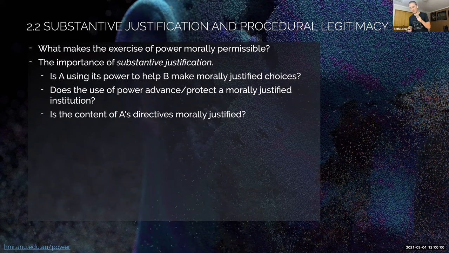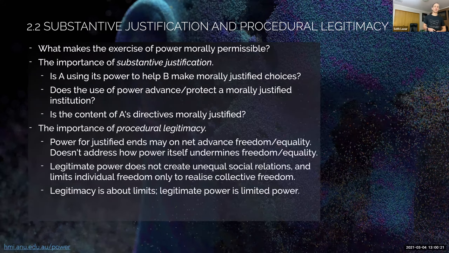So there could be a case in which this particular instance doesn't involve getting B to make a morally justified choice, but it's necessary in order to preserve an overall justified institution. Is the actual content of A's directive itself morally justified? This is part of the substantive justification question. And this is always important. It's often the first and most important question. But it's not the only question you can ask about the exercise of power. The other type of question focuses on procedural legitimacy.